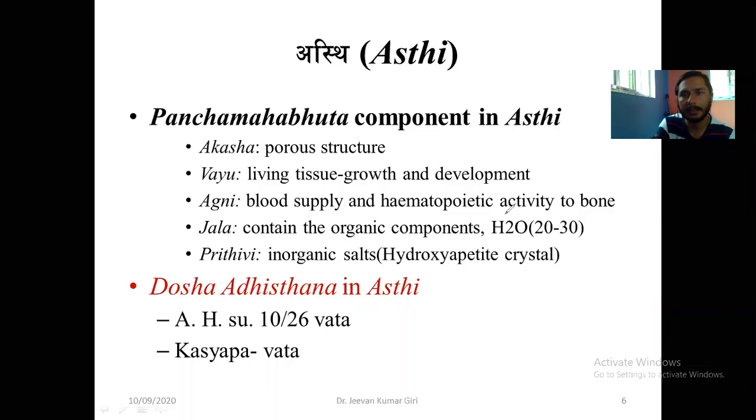Now next is the Jala component. For the Jala component, if you see the structure of the bone, it consists of water, almost 20 to 30% water is there in the bone. And it also consists of organic compound, that is the collagen fiber, collagen fiber type 1 actually. So due to the presence of water and the organic component, the bone is flexible. This water and the organic component provide the flexibility to the bone.